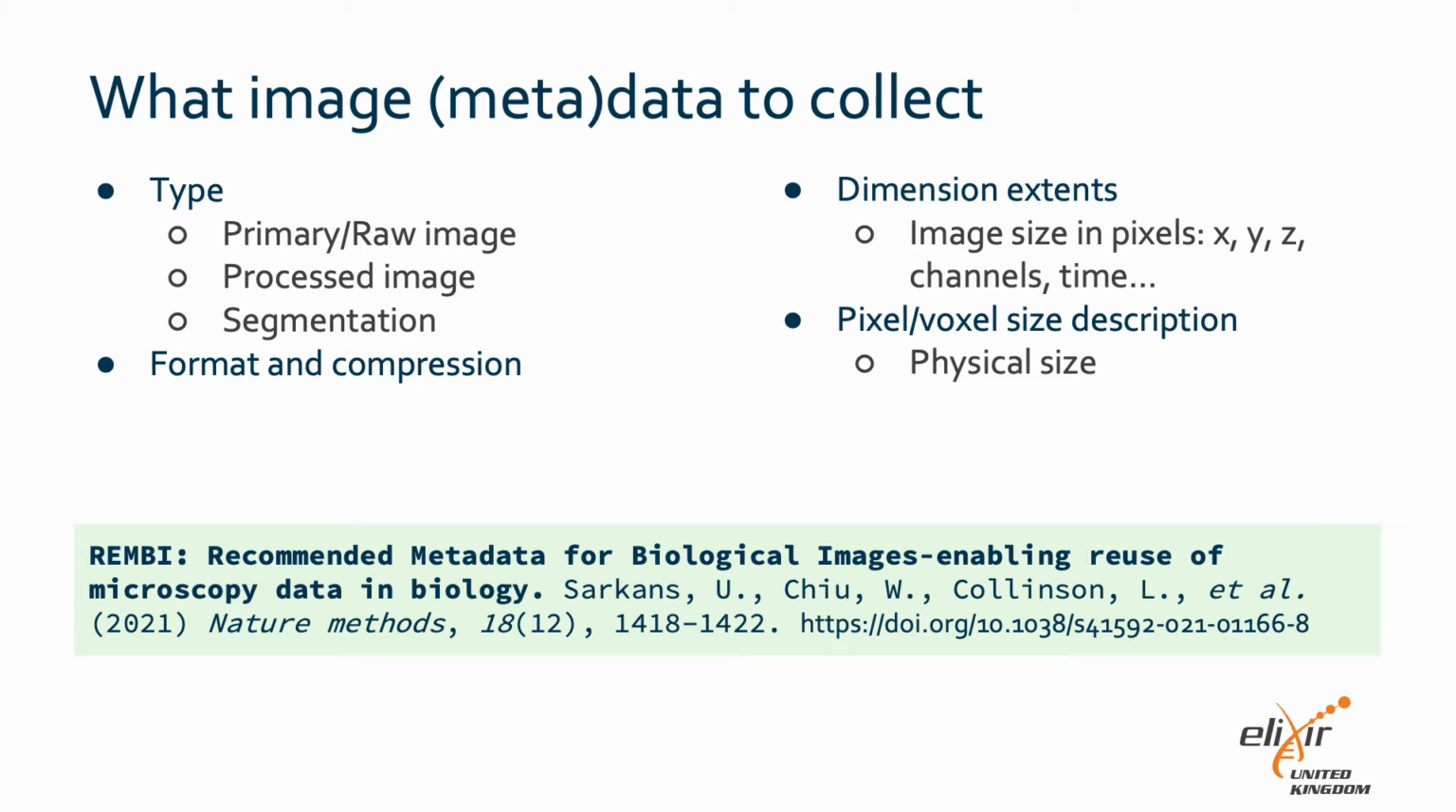Next, you need to say what format the images are in, and if they have undergone any compression. Then the dimension extents are detailed. So, how many pixels is it in X and Y? And how many Z-planes, time points, or channels does it have? You also need to state the physical size of the pixel or voxel, including the units. Most of this information you should be able to get from the metadata or header of the image files.